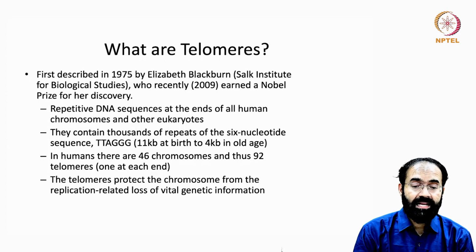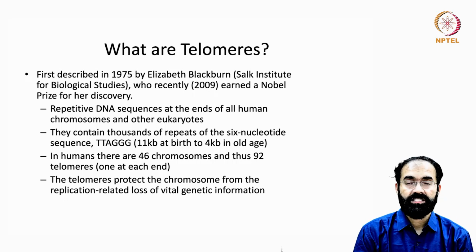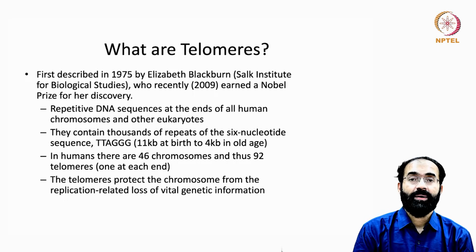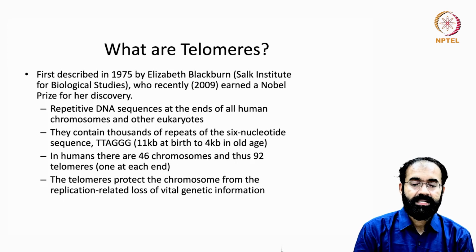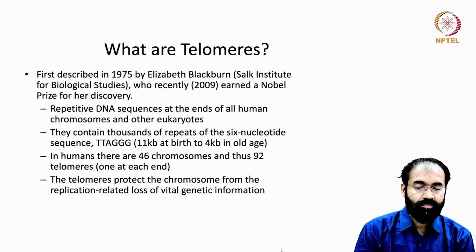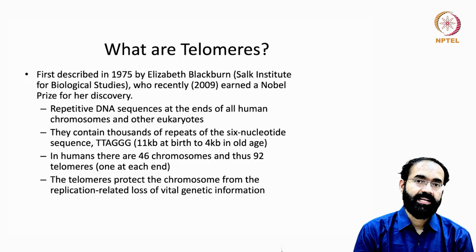It is 11 kb at birth to 4 kb in old age. 11,000 bases are there at the time of your birth, and as you grow old it becomes around 4 kb in length. In humans there are 46 chromosomes and 92 telomeres, 46 into 2, one at each end. The telomeres protect the chromosome from the replication-related loss of vital genetic information.